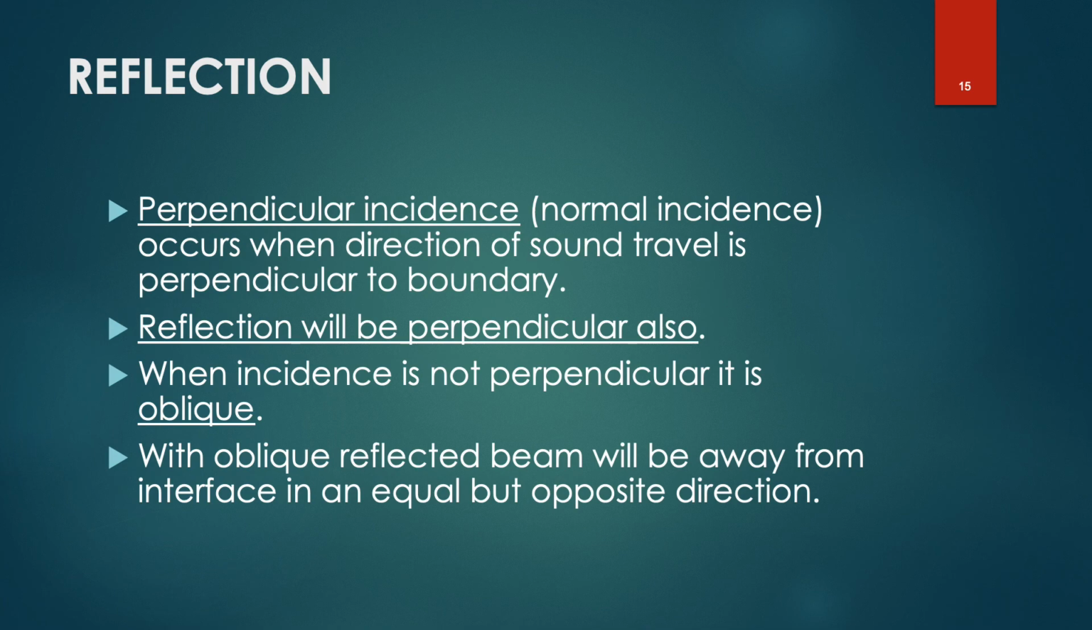Reflection with perpendicular incidence, normal incidence, occurs when the direction of the sound travel is perpendicular to the boundary. Reflection will also happen with this perpendicular incidence, and when the incidence is not perpendicular, it's oblique. So with oblique incidence, reflection will also happen. So it happens with both oblique and perpendicular.